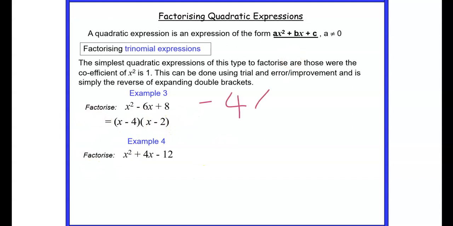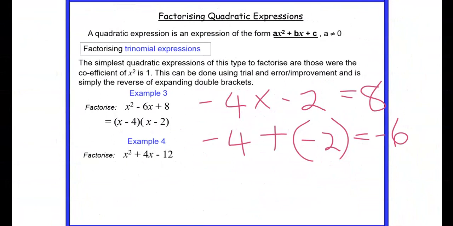Negative 4 times negative 2 is equal to 8, because a negative times a negative is positive. And negative 4 plus negative 2 is equal to negative 6, because if you add a negative to another negative, then you end up with more negatives. So once the middle term alone is negative, your two factors will be negative. So you just open a bracket, put in your x's, your two factors are negative 4 and negative 2. You put one in each bracket, and that one is done.